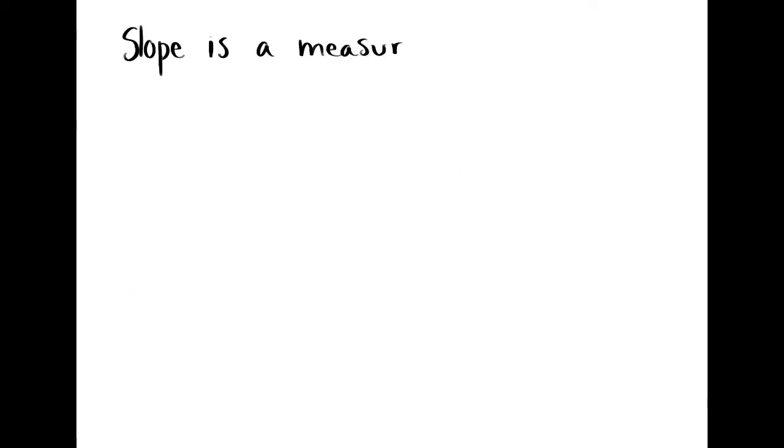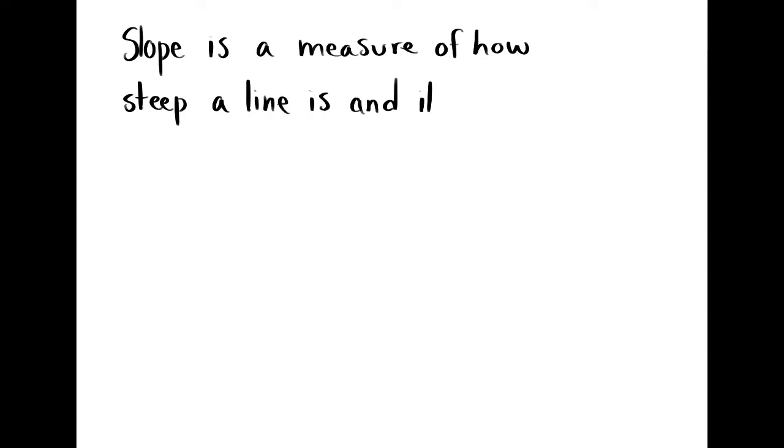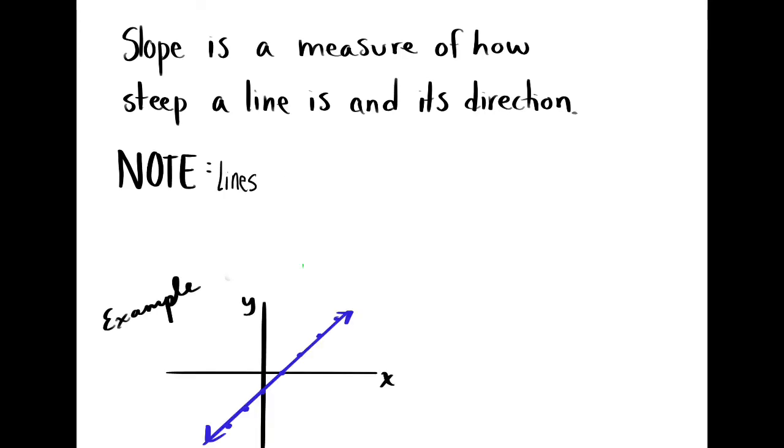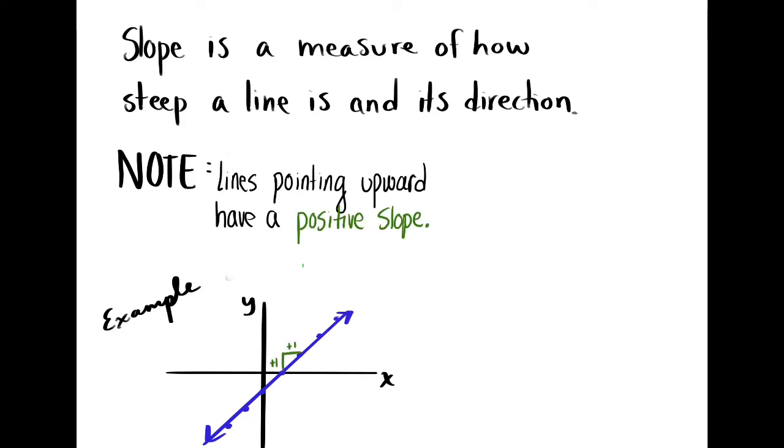The slope is actually a measure of how steep a line is and in which direction it's going, whether it's pointing up from left to right or pointing down from left to right. If the line, like this one, the blue line, is going up, then it has a positive slope. For example, it goes up 1 over 1. This one has a positive slope of 1.